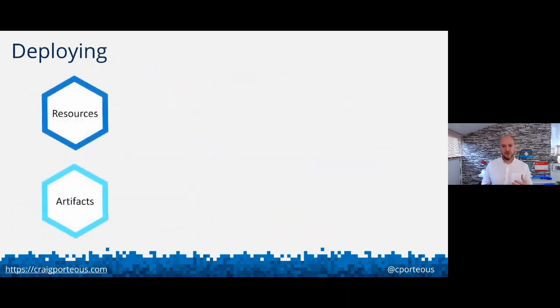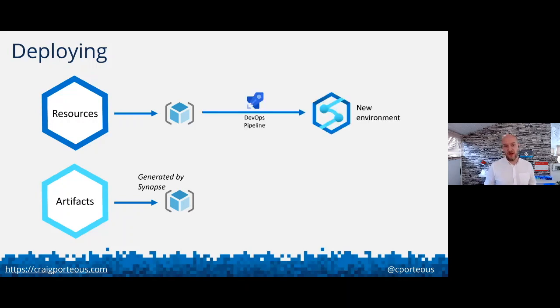So thinking about these 2 separate parts and how they differ, we've got resources, we've got artifacts. Both of them rely on ARM templates. Essentially, your resources can be built using ARM templates. Your artifacts have an ARM template that's generated by Synapse, which I'll go into demonstrating later. With your resources, you can have that set up in a DevOps pipeline, and that deploys to a new environment. You can deploy that for all of your environments. You can create your dev, your test, and your production environments using those ARM templates, which is great.